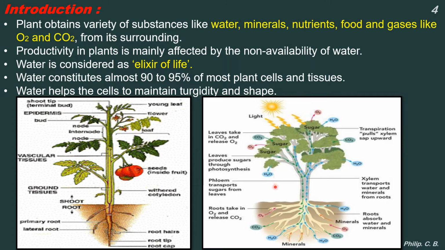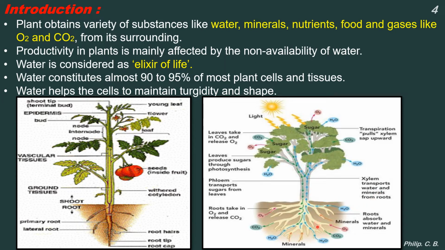Also added another image where the first point states plants absorb variety of substances, right? Water, minerals, nutrients, food, gases. So this particular image shows all these parts. You can see here the root absorbs oxygen, giving out carbon dioxide. Roots absorb water and minerals. Xylem transports water and minerals to the root, right?